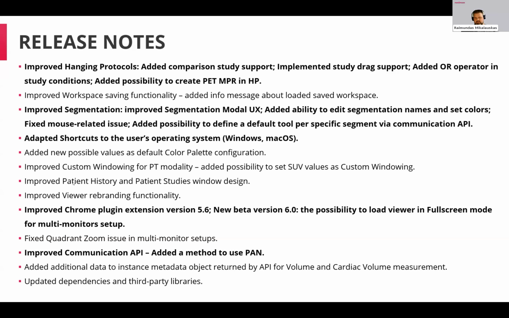We improved the design of the patient history and patient study window. Previously, if you were looking at a couple of studies and you had some mistakes in a patient name or surname, we were showing 10 or 3 or 4 possible patient informations. Now we are shrinking to 1, and later if needed, it can be expanded.